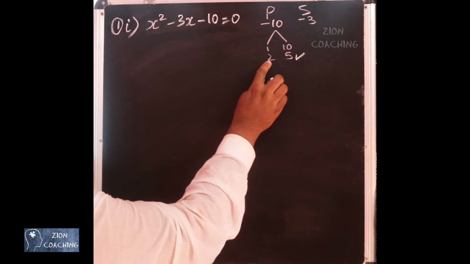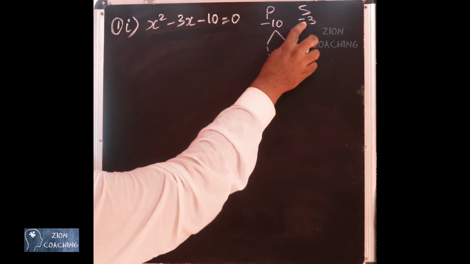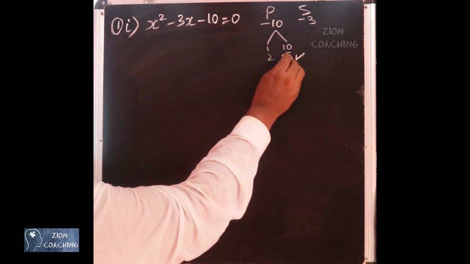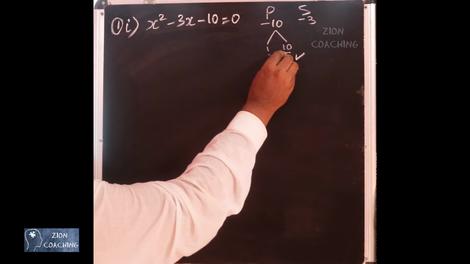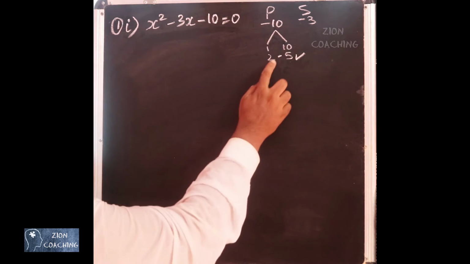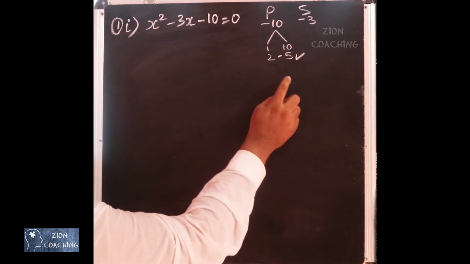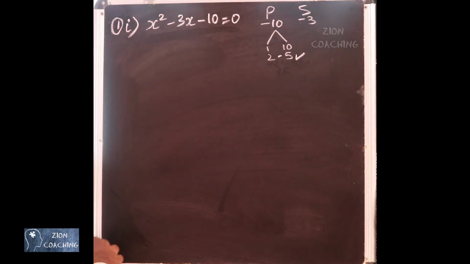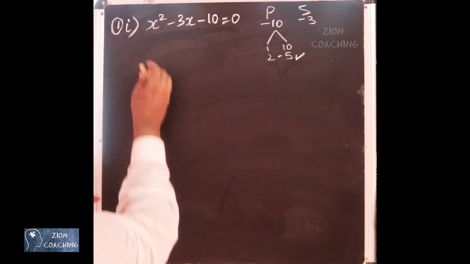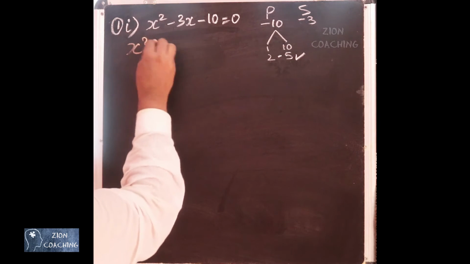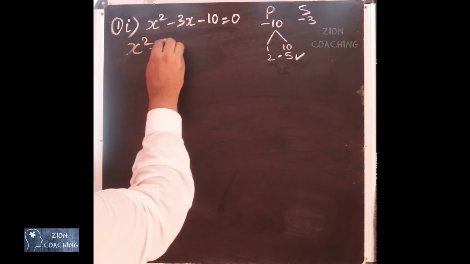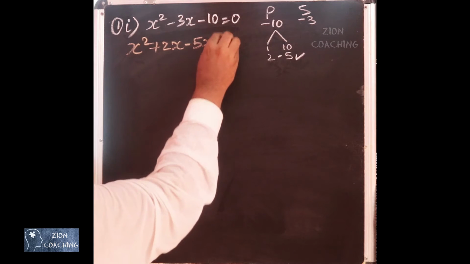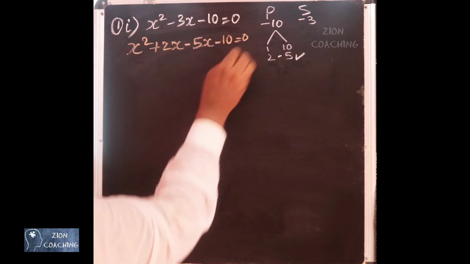When you subtract 5 minus 2, you will get 3. Since the sum term has a negative symbol, the bigger number is going to have the negative symbol here. So 2 minus 5 is minus 3, 2 into minus 5 is minus 10. So the given quadratic equation can be written as x squared plus 2x minus 5x minus 10 equal to 0.